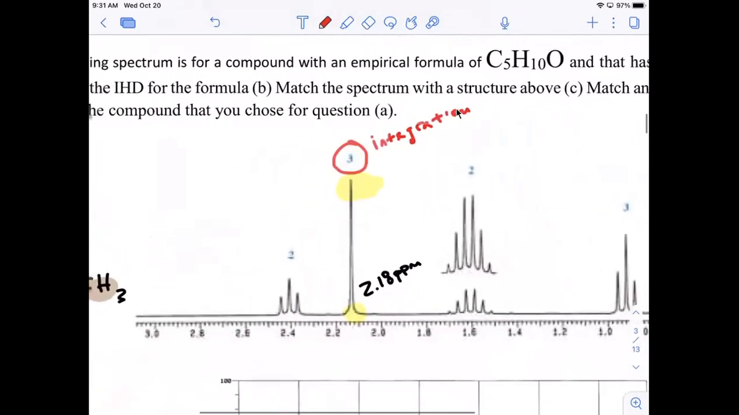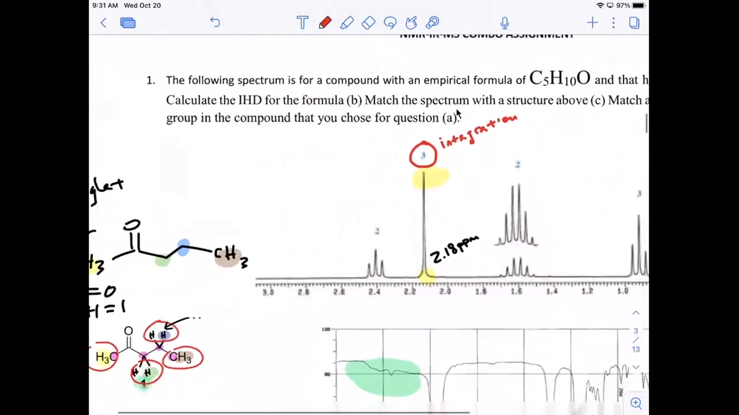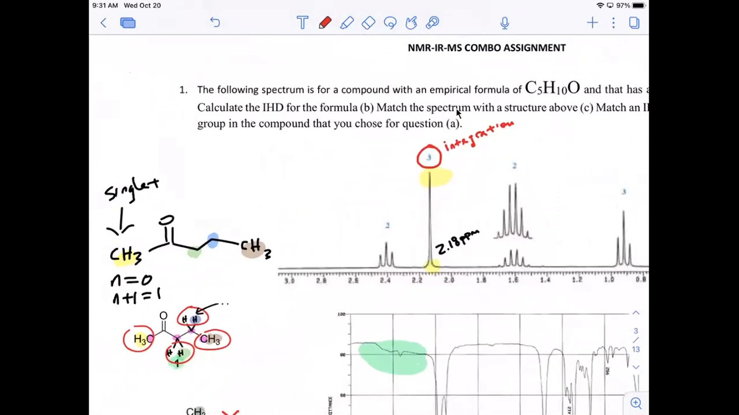So that signal integrates for 3 protons. So it matches, right? It's a singlet. It's showing up in the right place for the chemical shift. It's showing up in the right place for a set of protons that are adjacent to an sp2 carbon, and the integration is 3. So that's the signal for that set of protons. Any questions about that?